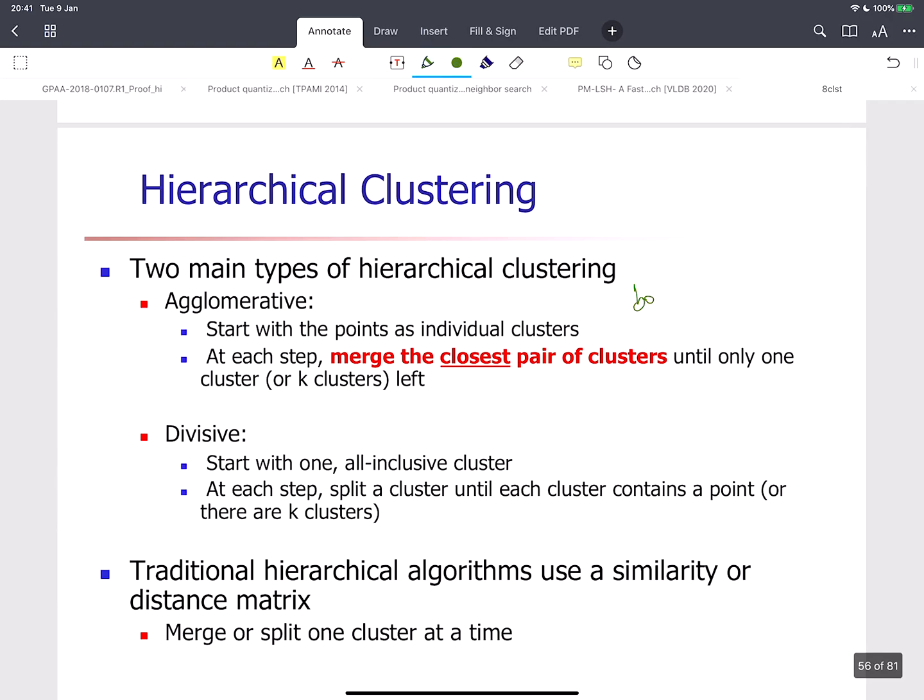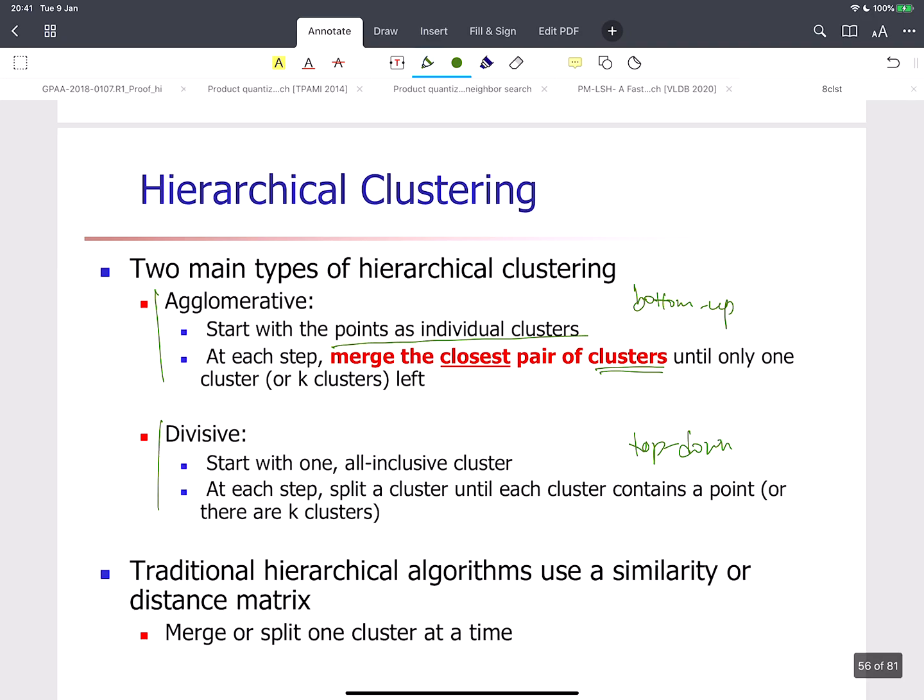So one is actually bottom up, and this is top down. Bottom up is that you start with every point as an individual cluster, and then each time you merge the closest pair of clusters until there is only one left. That's the most common one, and you can actually do a divisive one.